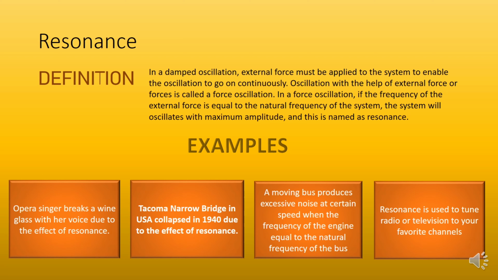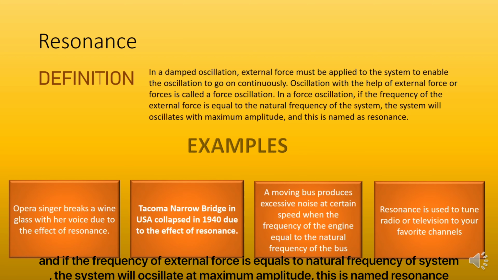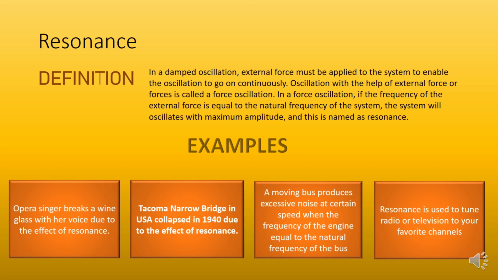And in that forced oscillation, if the frequency of the external force is equal to the natural frequency of the system, the system will oscillate with maximum amplitude. This is named resonance. To summarize this definition, basically resonance is when an external force is applied on that system and the frequency of that applied force reaches the natural frequency of the system, hence resonance will occur.